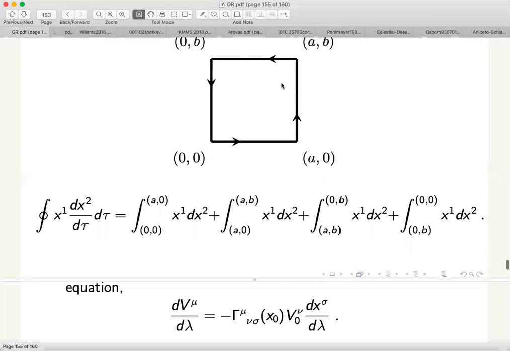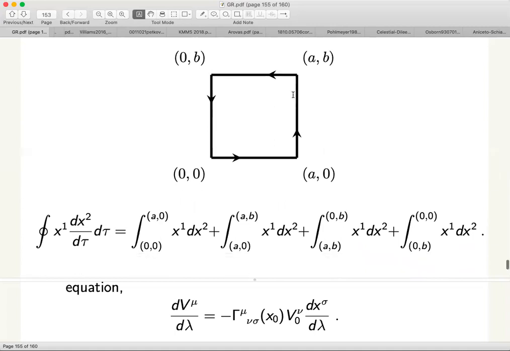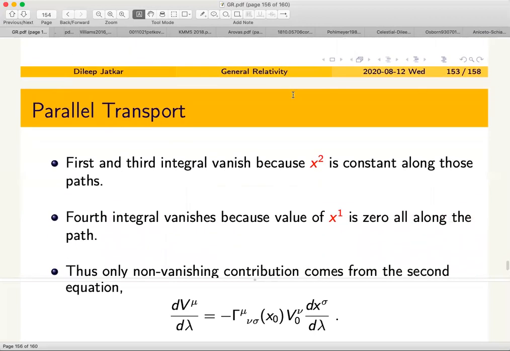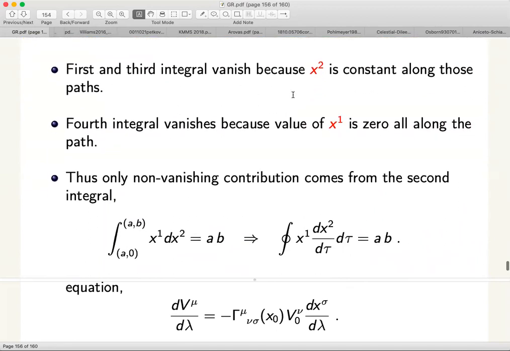But a times b is actually the area of this rectangle, right? Because a rectangle with length a in one direction and length b in the other direction has area a times b. Is that fine? So this is what I was saying here, that you are reduced to this, and therefore the x1 dx2/dτ integral along the closed loop is just the area of that curve. So in general this contribution is non-vanishing.